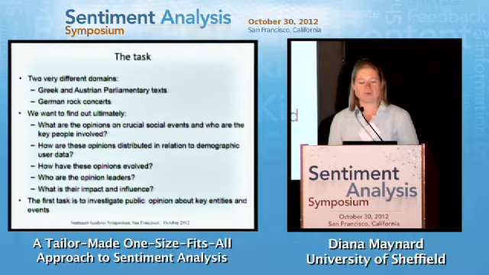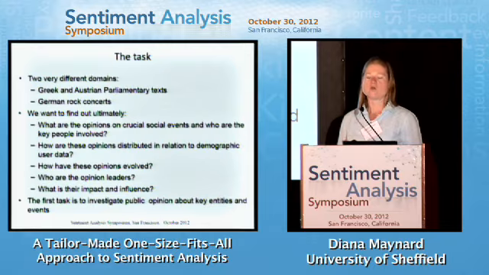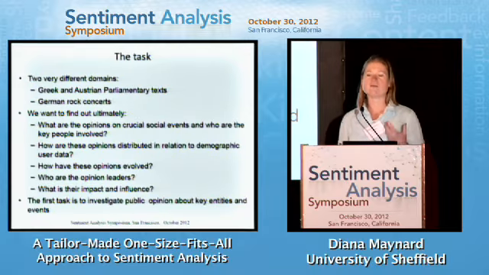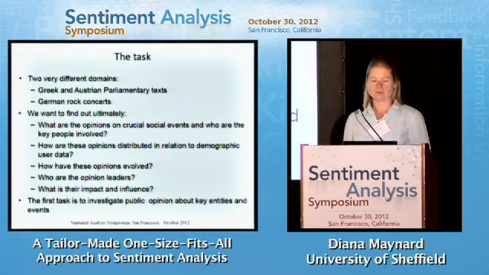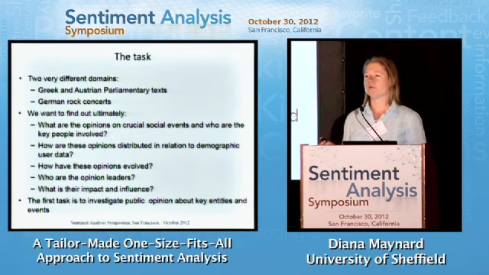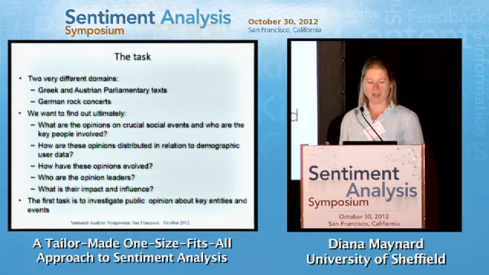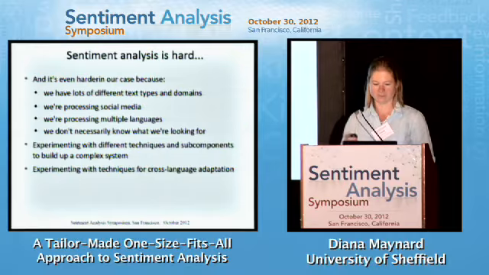So ultimately, we want to find out what are the opinions on crucial social events and who are the key people involved? How are these opinions distributed in relation to demographic user data? How have these opinions evolved? Who are the opinion leaders? What's their impact and influence? So the first task is to try and investigate public opinion about key entities and events. And that's what we're going to focus on here.